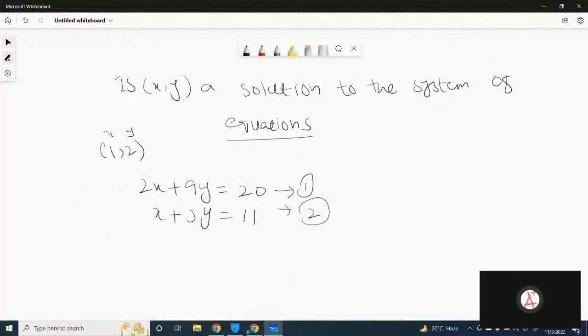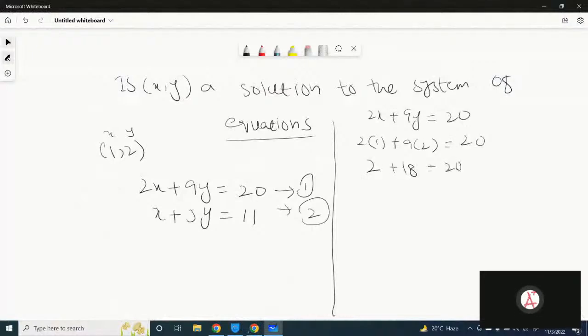Okay, let's check with equation number 1. Got it? Replace the x and y with their values. So x is 1, so it would be 2 times 1, and the second one is 9 times 2. So 2 times 1 is 2 and 9 times 2 is 18. So 18 plus 2 is 20. So both sides of the equation are equal. That means (1, 2) is the solution of this equation, but you have to check the other one.